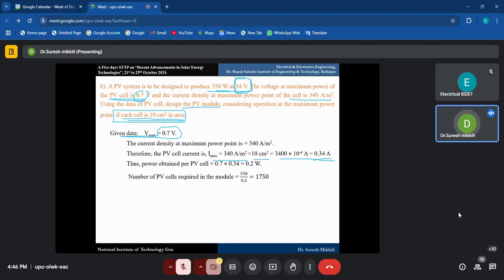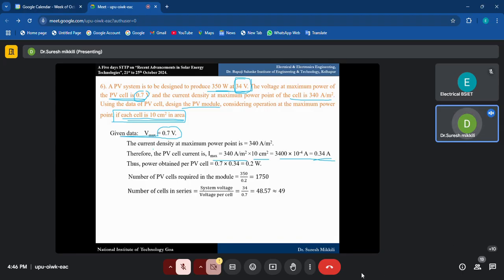Are you understanding? Number of cells in the series is total voltage by per cell voltage. Total voltage is 34, per cell voltage is 0.7. How much here? So 48.57. So 49 cells are required, isn't it? Okay, now 49 cells are in series. Okay, how many cells should be in parallel?